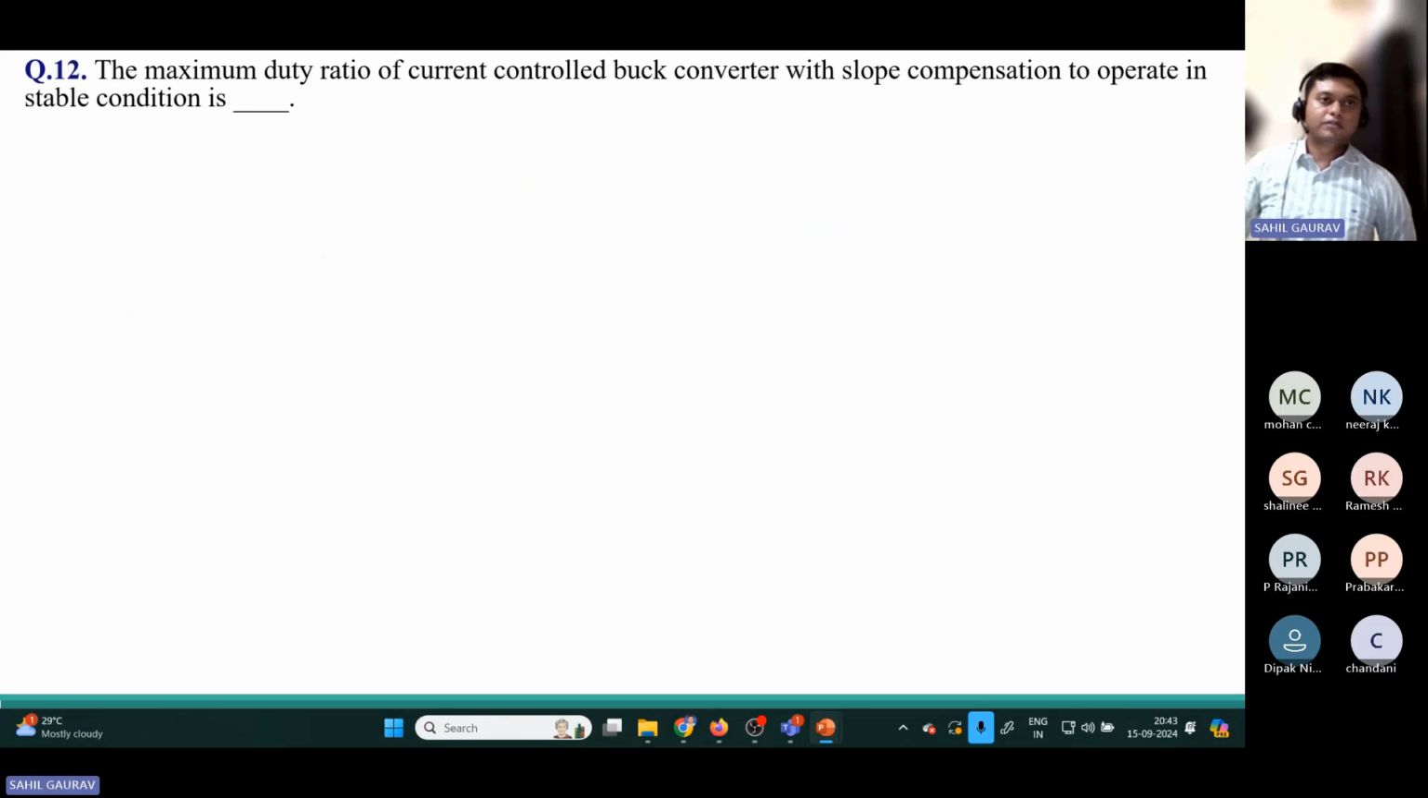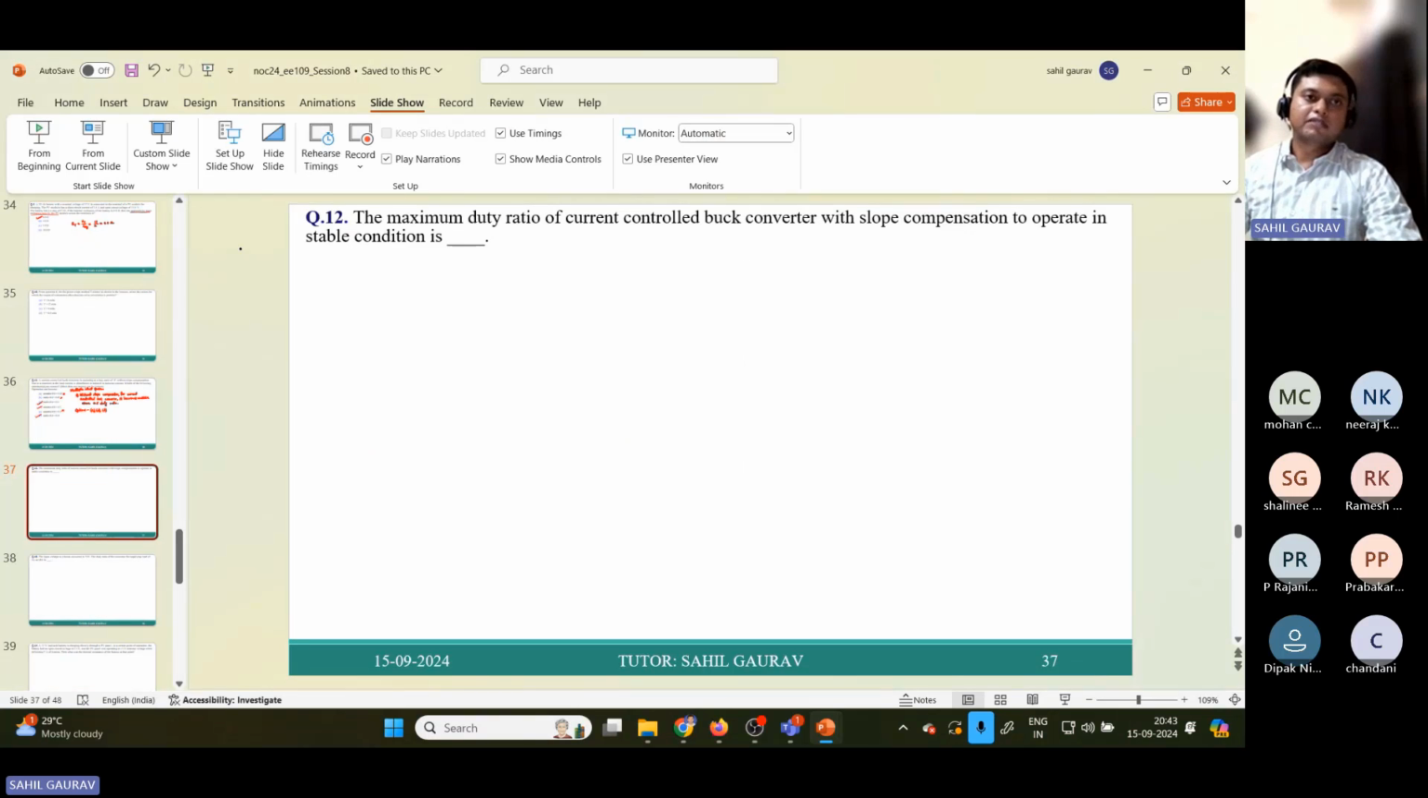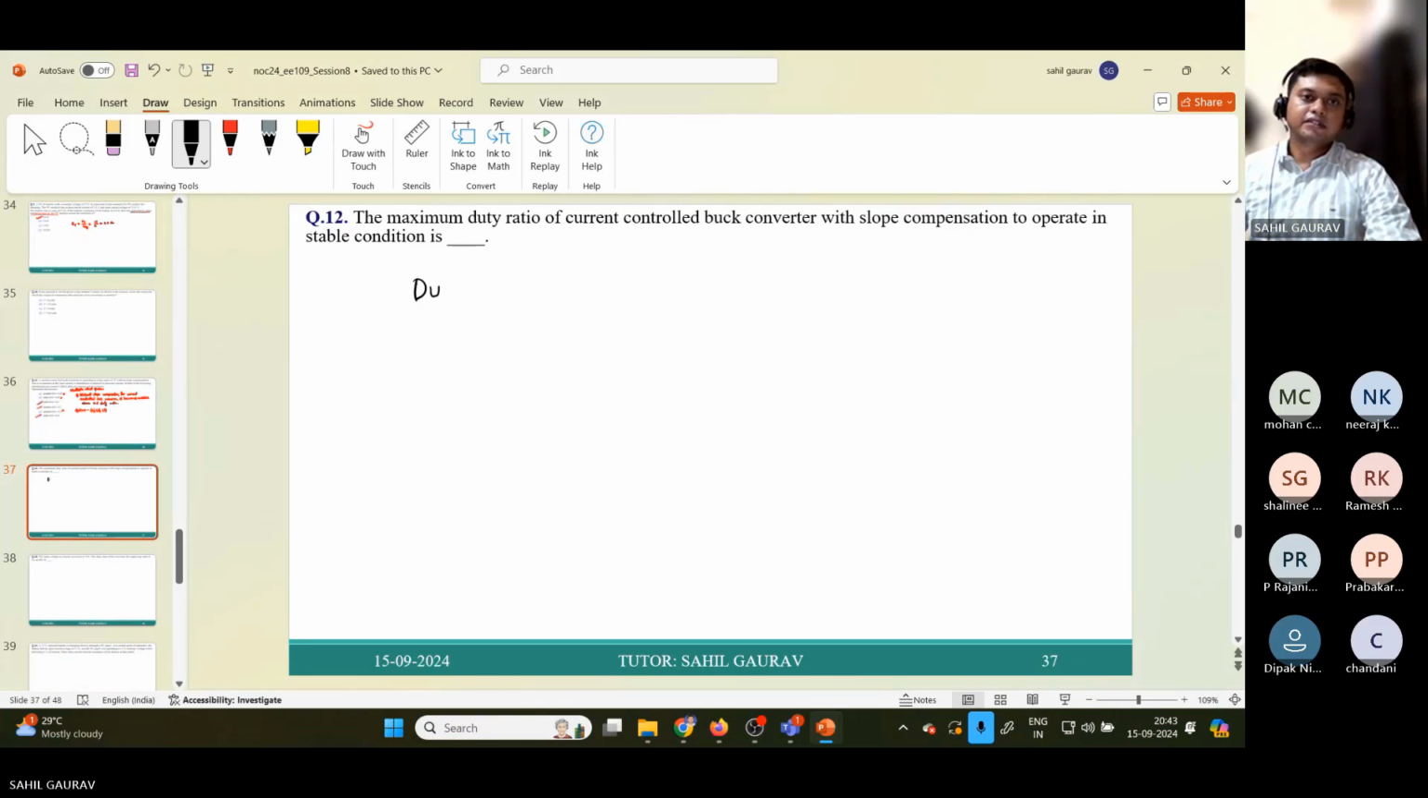Let us see the next problem. The maximum duty ratio of current control with slope compensation to operate in a stable condition. So the maximum duty ratio can be 1, because you have used the slope compensation method.